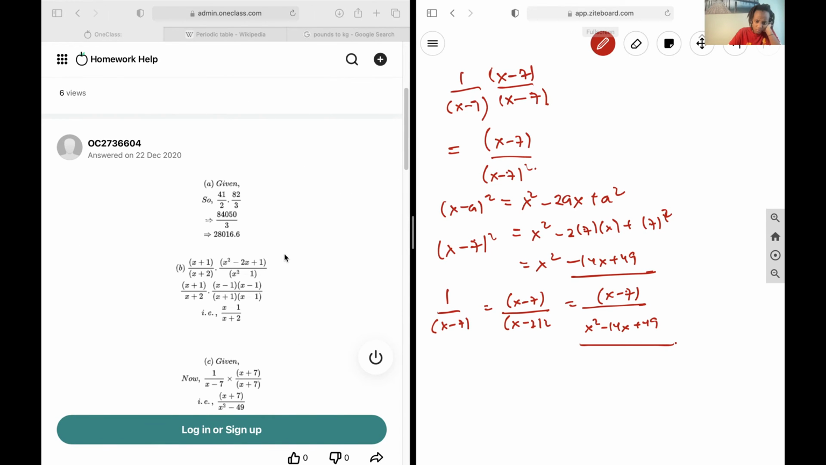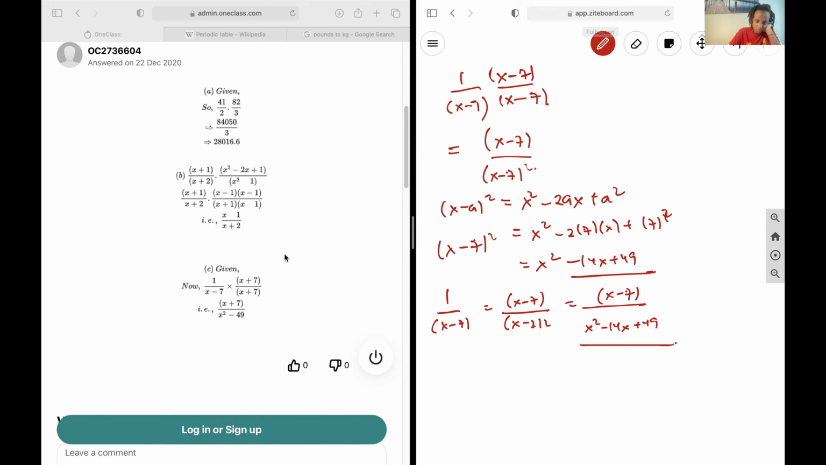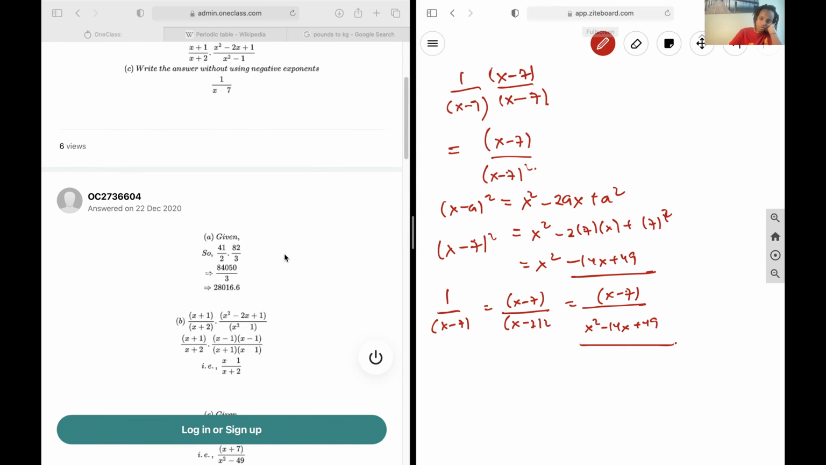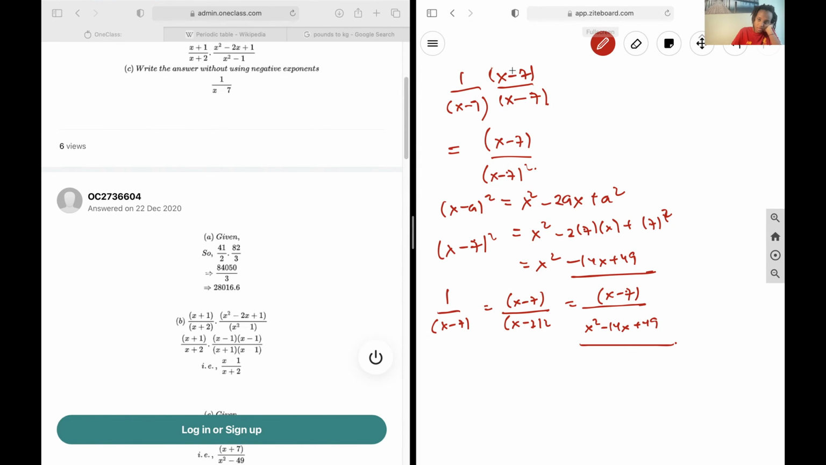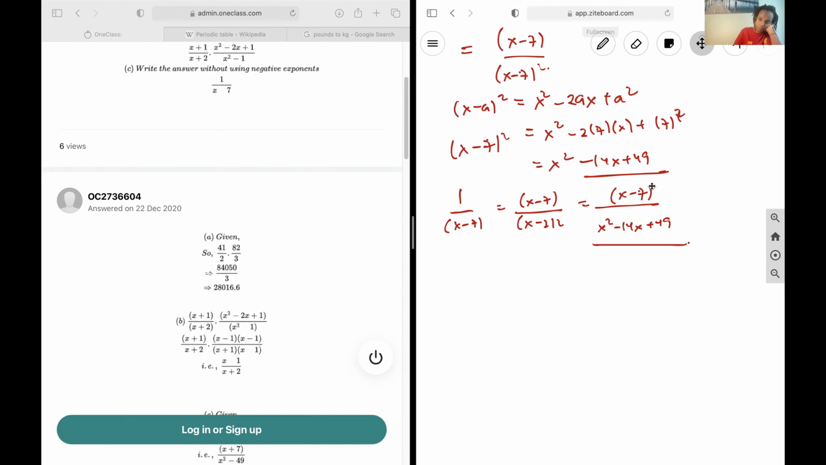Sorry, is it x plus 7 or x minus 7? Oh, my apologies. So you can really choose anything as your 1. You can also choose it as x plus 7 over x plus 7. In that scenario, we get a different simplification.